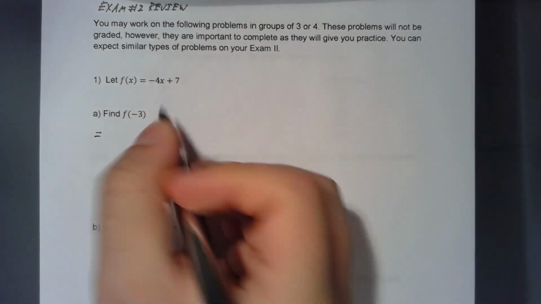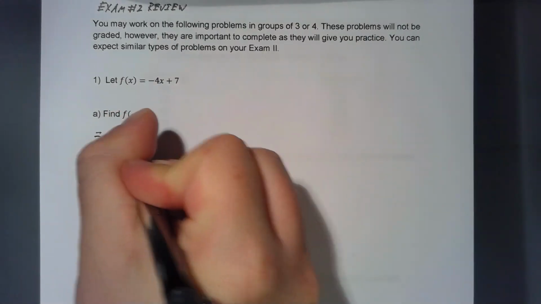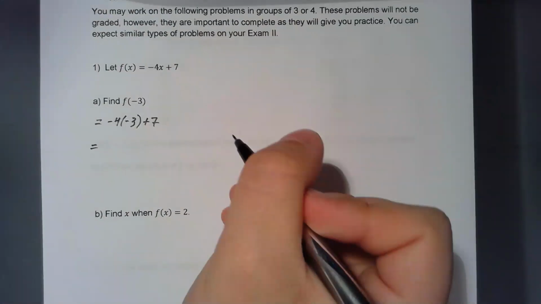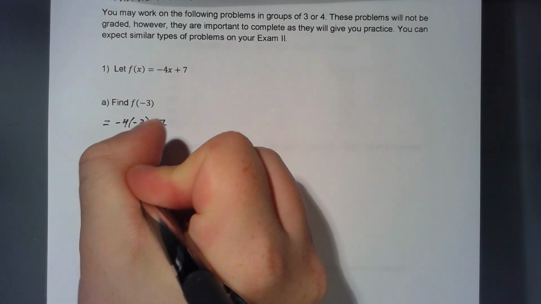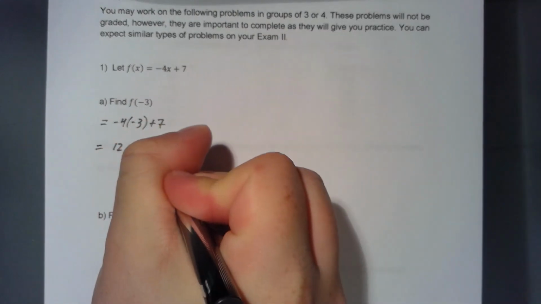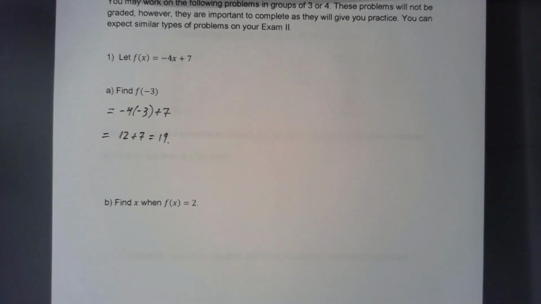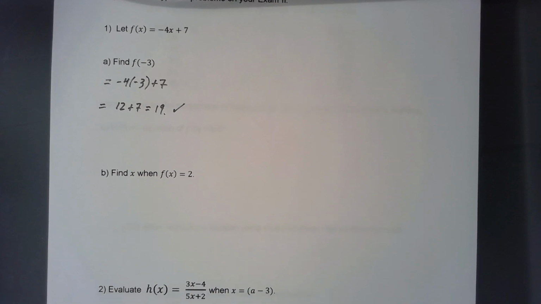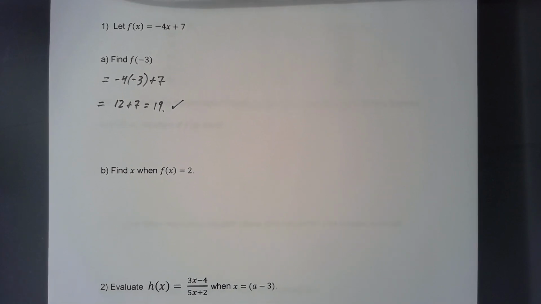So replace x, and you get negative 4 times negative 3 plus 7. And when you do that, you're going to get 12 plus 7, which is 19. That's your output. So you're done. That's it. It's as easy as that. Evaluating functions, you just plug in a value and see what you get.